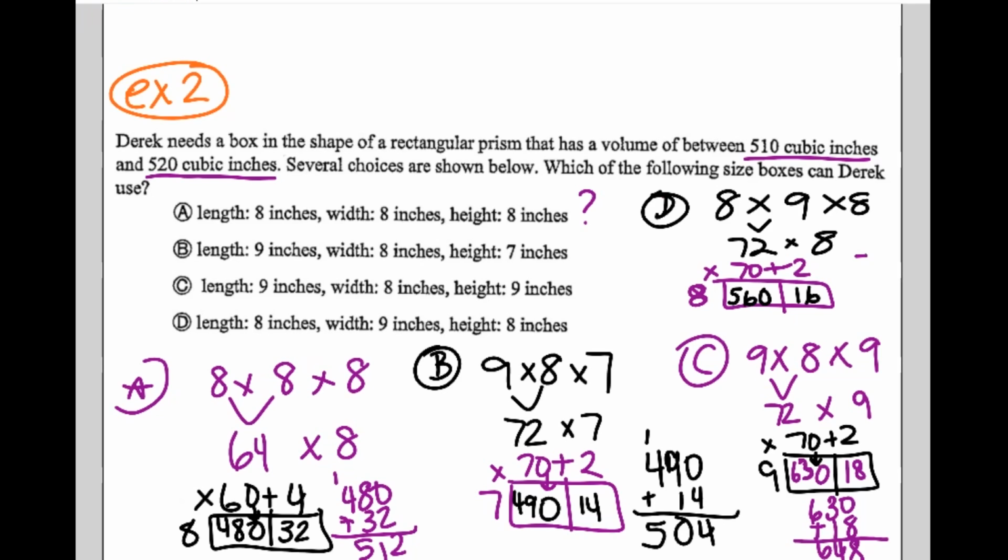So let's add it. 560 plus 16. That's a 6, that's a 7, that's a 5. So that's our number here. That won't work, that's too big. So the only one that worked for us was A, because the number that it gave us was 512. And that's what we wanted. We wanted it between 510 and 520. So this one was just multiplying. All right, let's go to our last example.